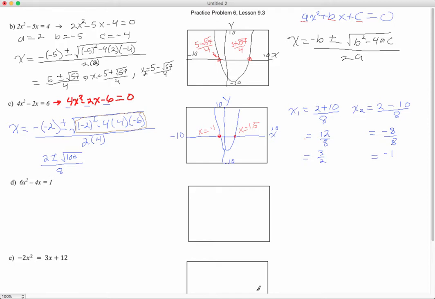Okay, here we go. Practice problem 6, lesson 9.3, part D. So this time we're going to take a look at 6x squared minus 4x equals 1.